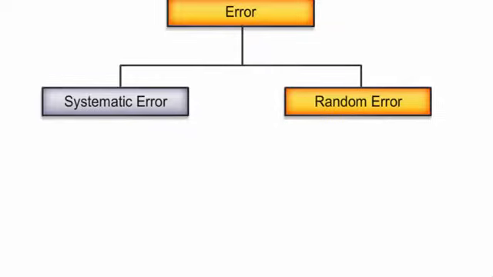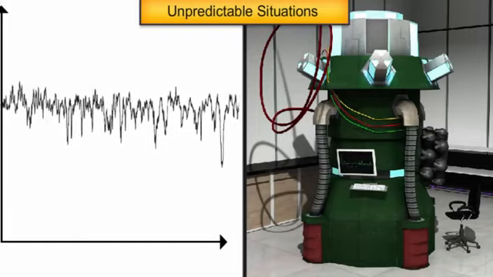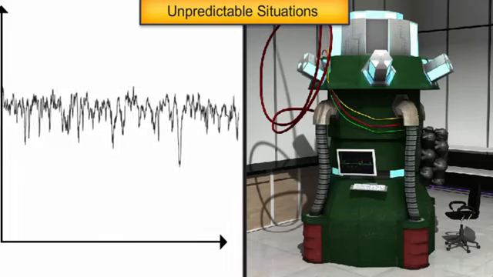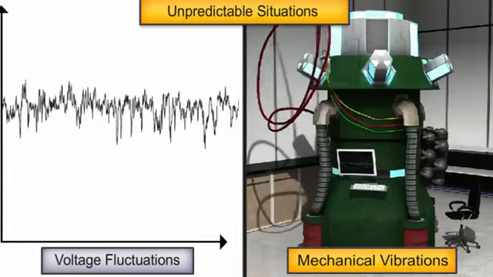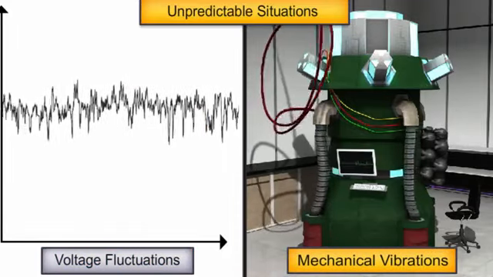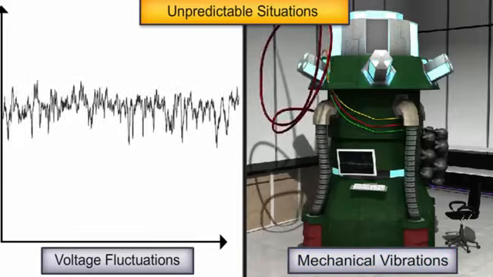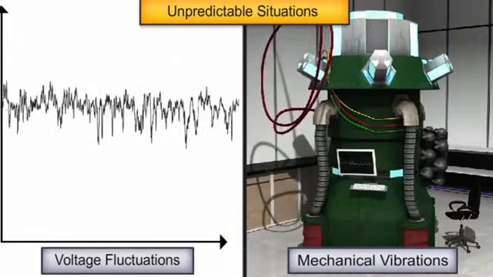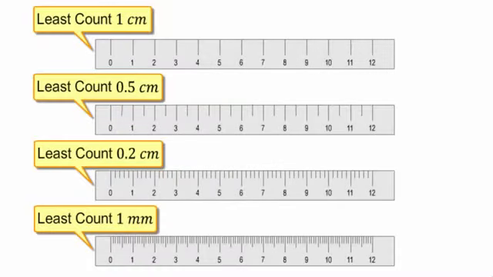These errors can arise out of unpredictable situations, such as a sudden change in environmental conditions, voltage fluctuations, or mechanical vibrations in the experimental setup, etc. Random errors can be minimized or eliminated by ensuring that measurements are taken under stable conditions and using properly set up instruments. Another type of error is least count error. This can be associated with both systematic and random errors.